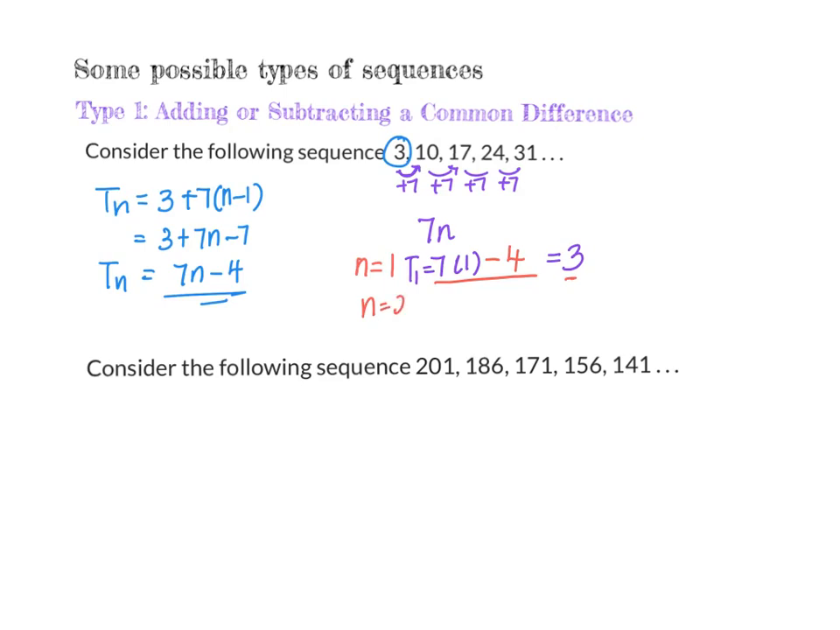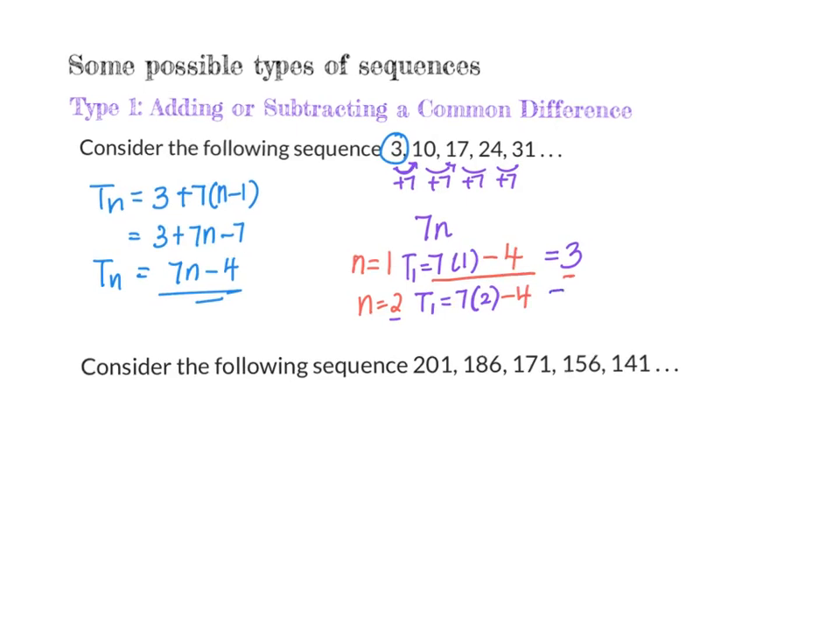When n equals to 2, if I were to follow this pattern, where I take 7 times the n, which is 2, minus 4, I will get 7 times 2 is 14. 14 minus 4 is 10. That gives me the number again. So now if I were to have n equal to 6, what will be the sixth term? T6 will now be 7 times 6 minus 4. 42 minus 4 will give me the number 38.